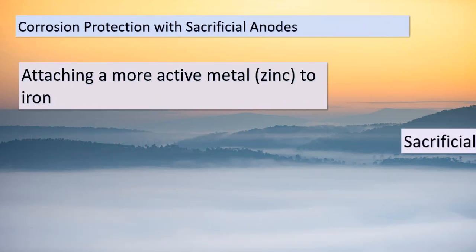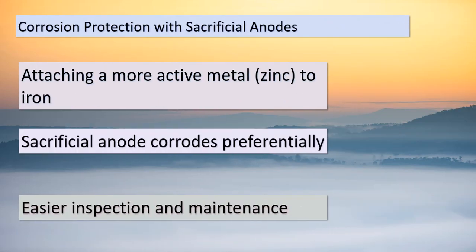Topic number 3 brings us to a practical solution for combating corrosion. Sacrificial anodes. One effective method of protecting iron surfaces from corrosion involves attaching a more active metal, often zinc, to the iron. This anode is sacrificial, meaning it corrodes preferentially over the iron. By doing so, it prevents the iron from undergoing significant corrosion.